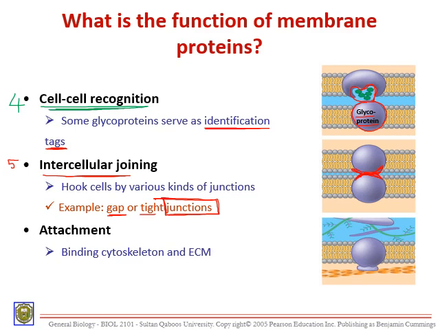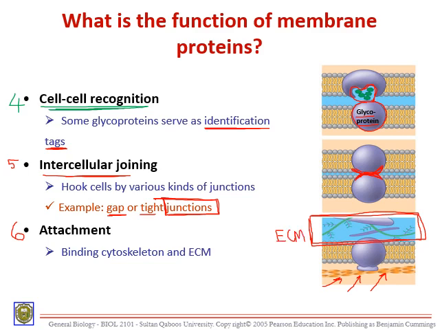The last function of membrane proteins is attachment. Basically, if you recall from last lecture, lecture 3.3, when we talked about the cytoskeleton, the proteins in the cell membrane act as a link between the interior of the cell, you can see the cytoskeleton here, and the exterior of the cell, which is the extracellular matrix. This is going to be our next topic during this lecture. This is the ECM.